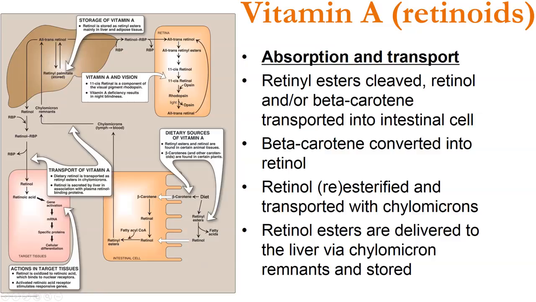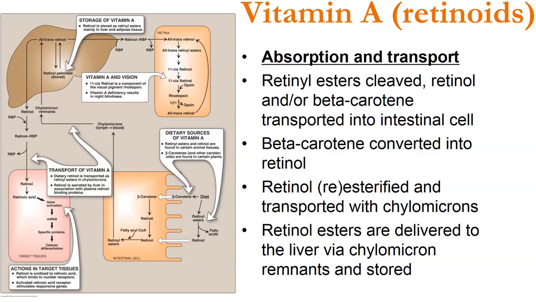It's going to be transported into the intestinal cell. Beta-carotene will actually be converted in the intestinal cell ultimately to retinol. But anyway, ultimately these forms of vitamin A end up in the intestinal cell, and we're actually going to re-esterify them if they were all originally esterified. But regardless of what form it came in, we're going to esterify them. That means attach it to a fatty acid, and it's going to be transported in the chylomicron.